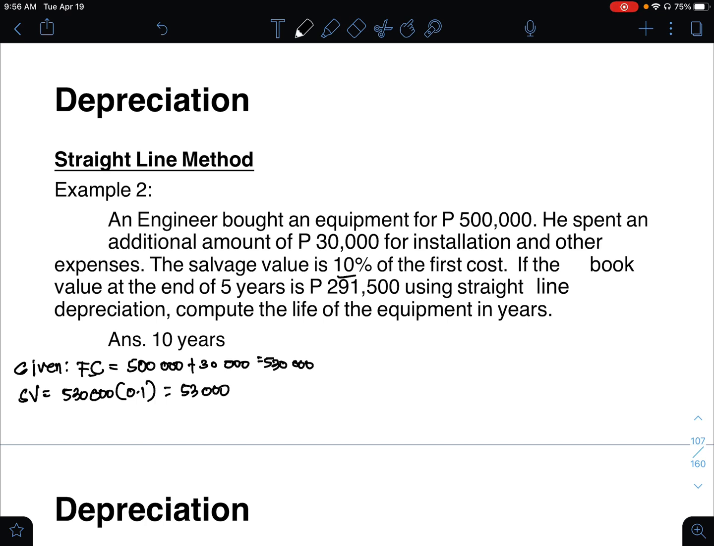So, if the book value at the end of 5 years, so the BVM is given, it's 291,500 pesos, using straight line depreciation. So now, given the book value and the depreciation, compute the life of the equipment. So the life of the equipment is the number of years. Life of the equipment. Don't we have a formula in class for that?